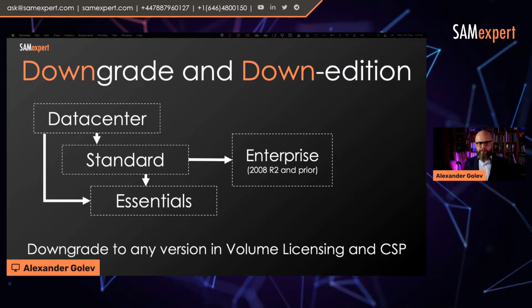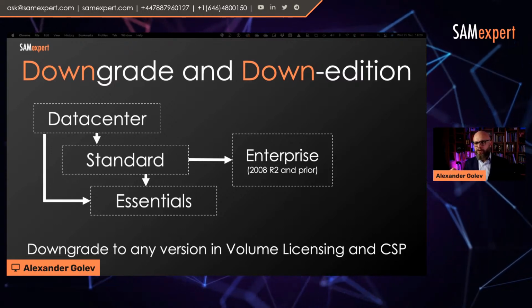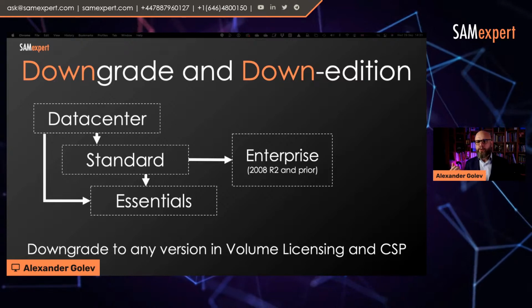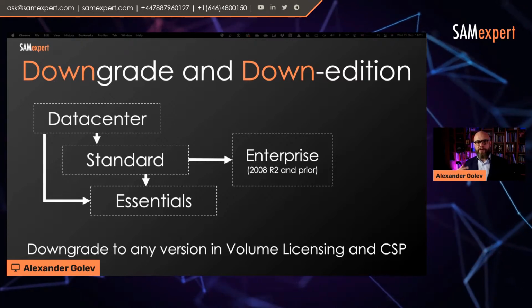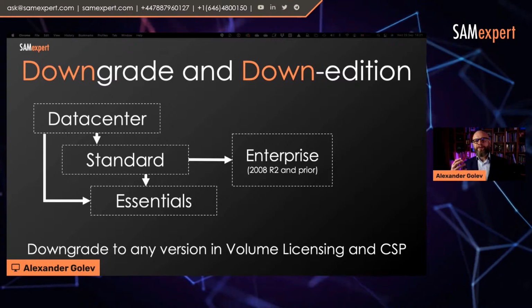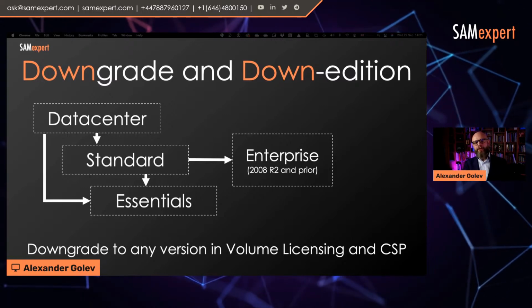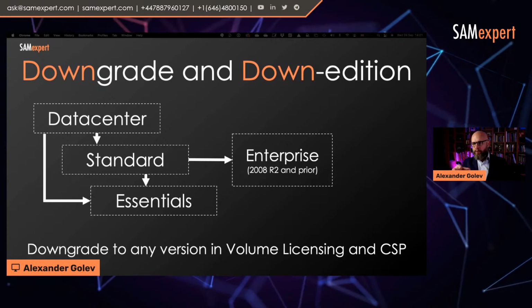Please don't confuse them. When we talk about down edition, that's about editions: from Datacenter to Standard, from Datacenter to Essentials, from Standard to Essentials. These are the allowed down edition paths. When we talk about downgrades, that is about the version when the software was released.